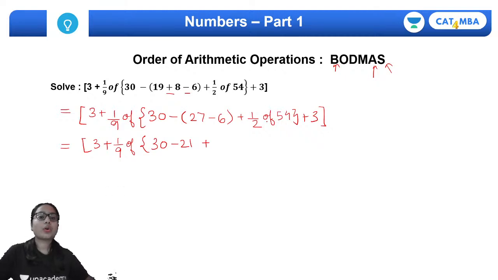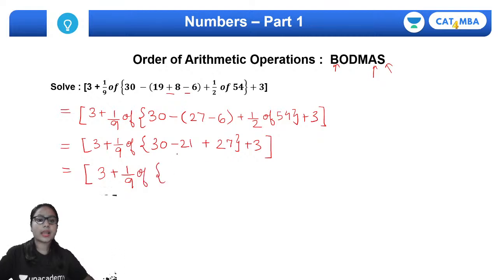Now I can solve this off also. Off stands for multiplication. So we do 1 by 2 into 54, which is equal to 27. I'll replace it with this. Now we'll solve whatever is inside this curly bracket. So this will be 3 plus 1 upon 9 of. Let us solve this bracket. Again, here are two operations, plus and minus, so we will add the numbers first. So I get 57 minus 21 plus 3.